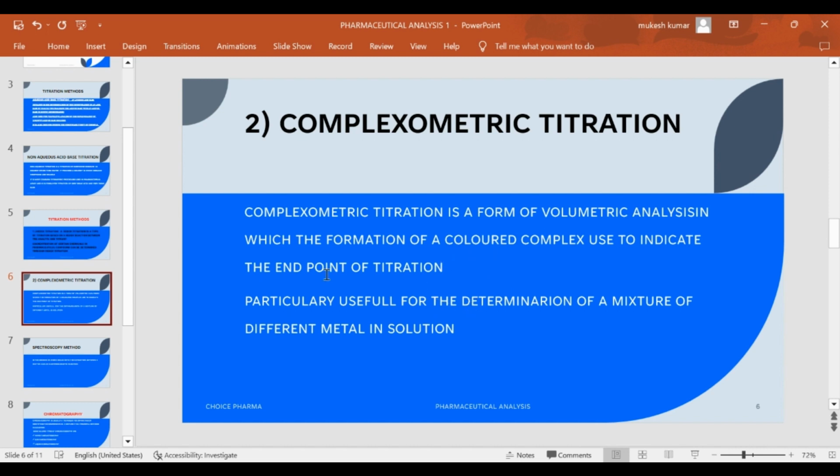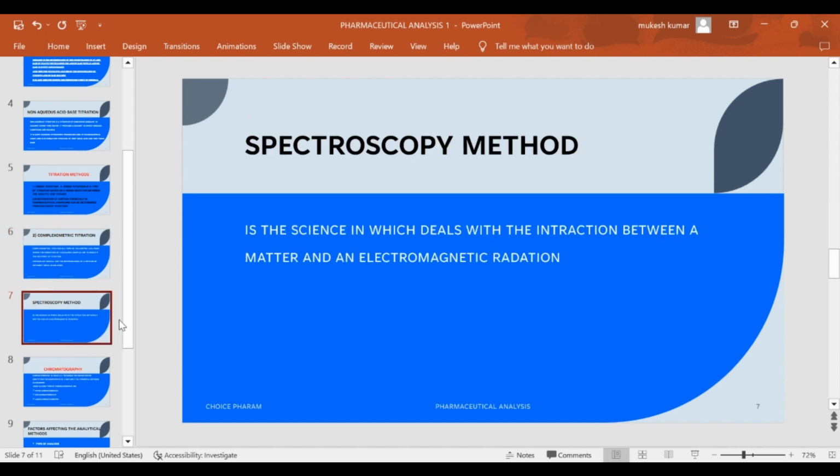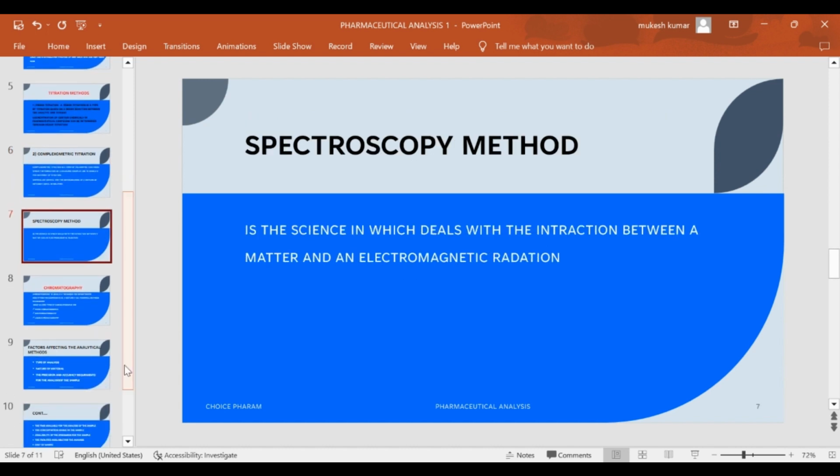Now next is spectroscopy method of analysis. Spectroscopy is the science which deals with the interaction between matter and electromagnetic radiation. In this method of analysis, the compound interacts with electromagnetic radiation. Ultraviolet and visible spectroscopy are types of absorption spectroscopy that use the ultraviolet part of the electromagnetic spectrum.